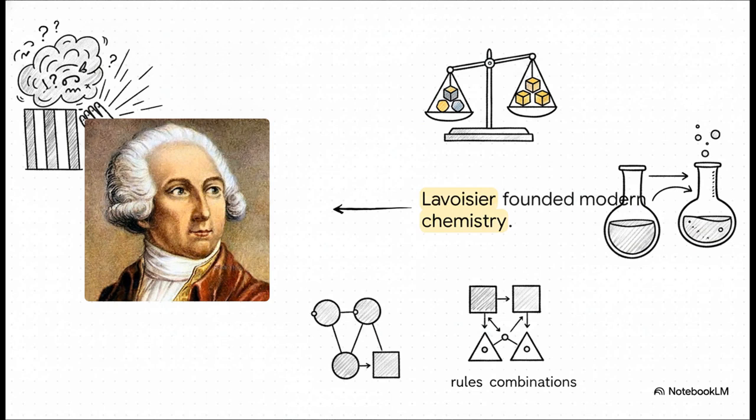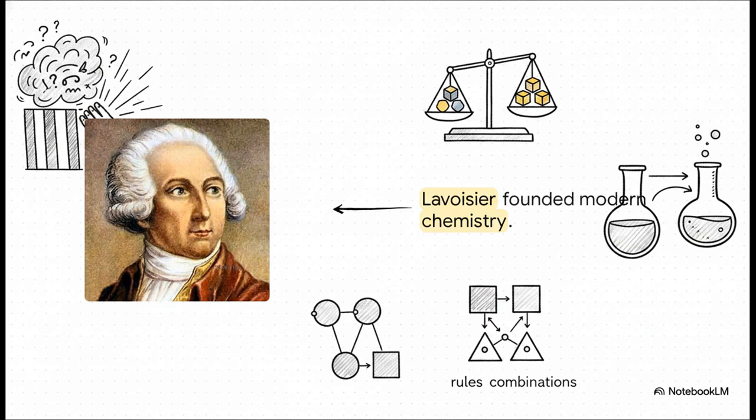Proust is basically a legend because he essentially laid the entire foundation for modern chemical sciences. How did he do it? By establishing the laws of chemical combination. You see, before Lavoisier, chemistry was honestly a bit messy. It was almost treated like magic. But Lavoisier brought strict, reliable rules to the table.